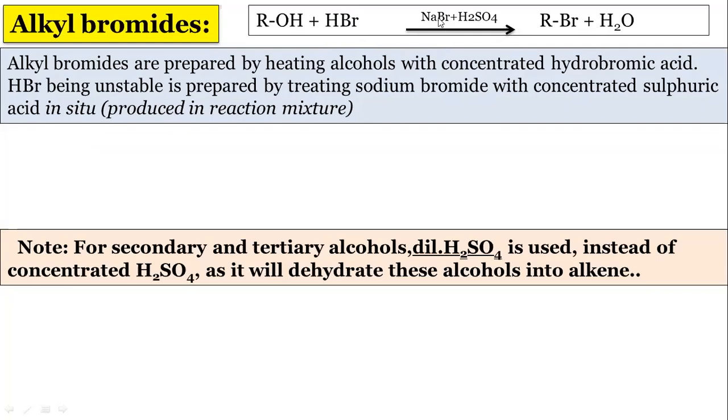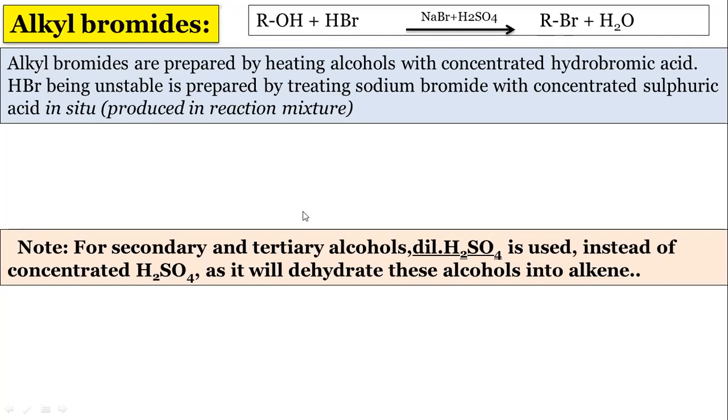When sodium bromide and H2SO4 react, at that instant, at that reaction time, this HBr is prepared. So it is called in situ preparation. In situ means it is produced in the reaction mixture. When sodium bromide and concentrated H2SO4 react, HBr is prepared, and this HBr further reacts with alcohol, this OH is replaced with bromine, and we get bromides here.